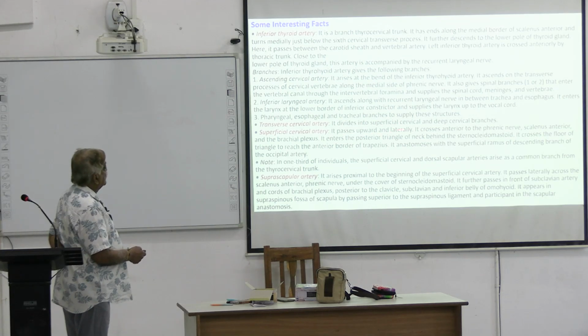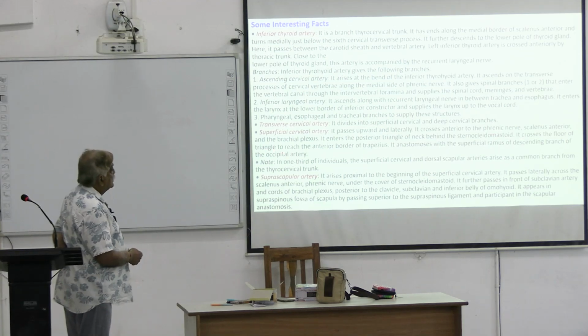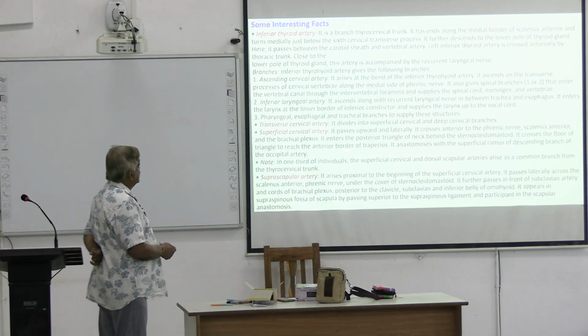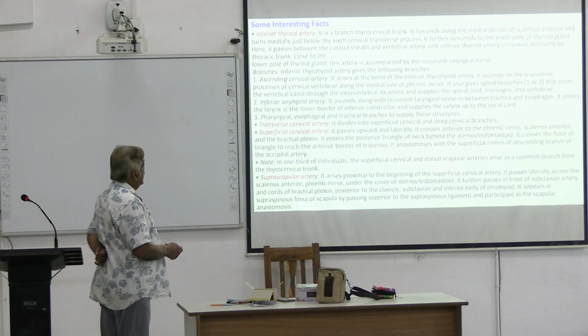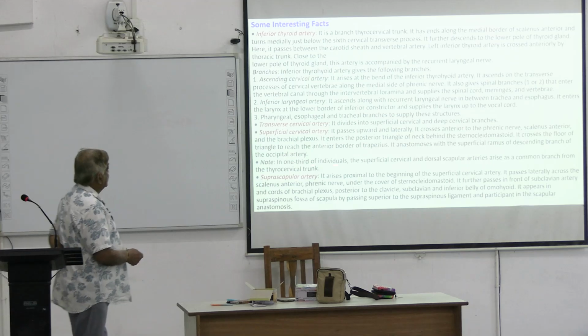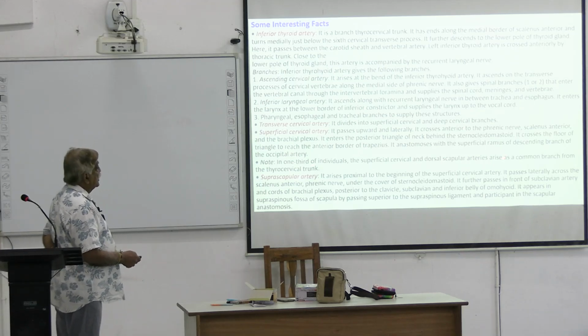Superficial cervical artery: it passes upwards and laterally. It crosses anterior to the phrenic nerve, scalenus anterior, and the brachial plexus. It enters the posterior triangle of the neck behind the sternocleidomastoid. It crosses the floor of the triangle to reach the anterior border of the trapezius. It anastomoses with the superficial ramus of the descending branch of the occipital artery. Note: in one third of individuals, the superficial cervical and dorsal scapular arteries arise as a common branch from the thyrocervical trunk.